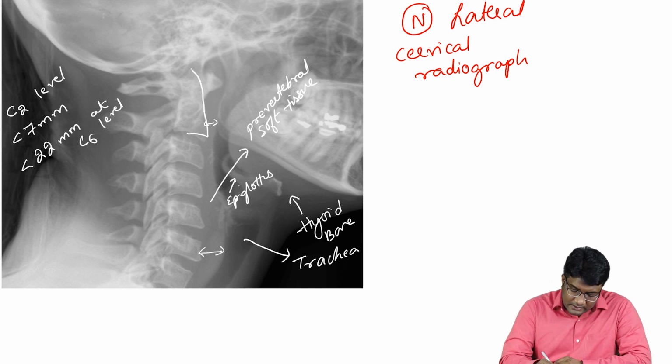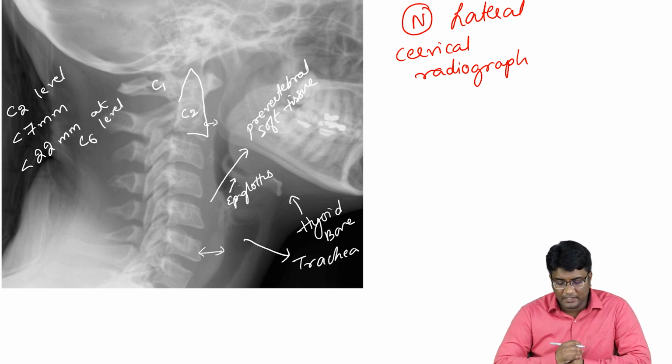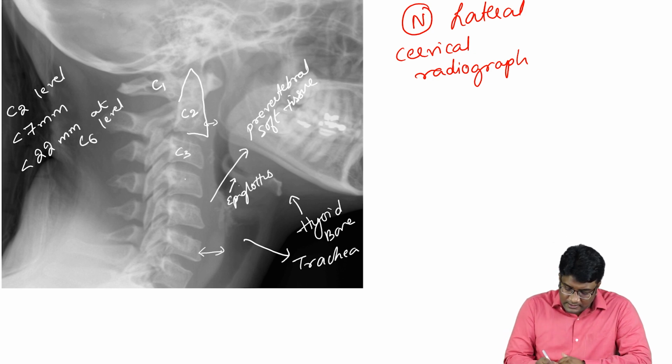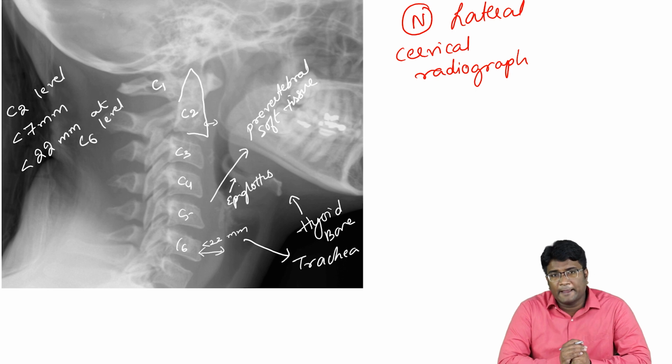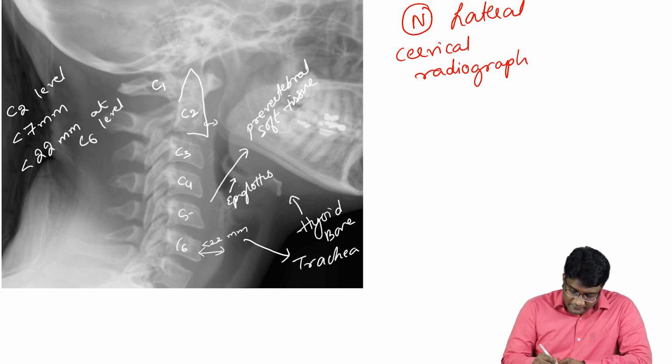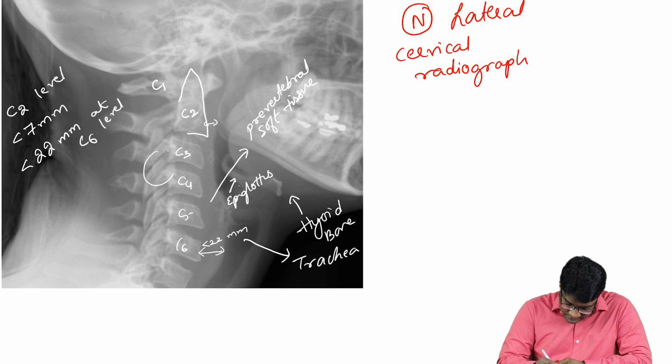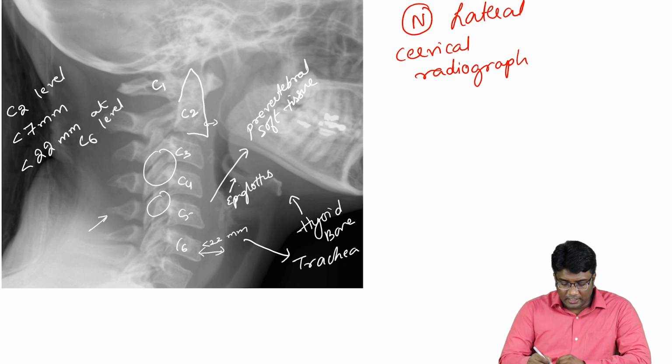This is the dens, right? So this is the C2. This ring-like vertebra here, this is the C1. So at C2 level, the prevertebral soft tissue is at less than 3 mm in thickness. And at about C6, this is C3, this is C4, C5 and C6. At C6 level, normally it should be less than 22 mm. And I also want you to identify the apophyseal joints, right? So I hope you can see on the posterior side, these are the spinous process. And I hope you understand the anterior vertebral line.